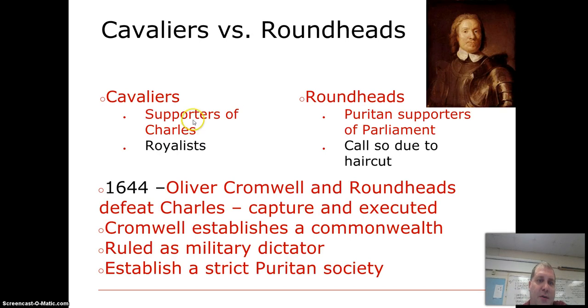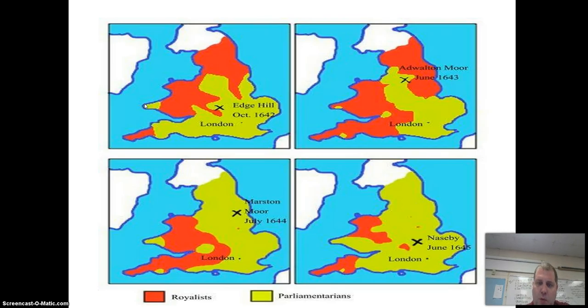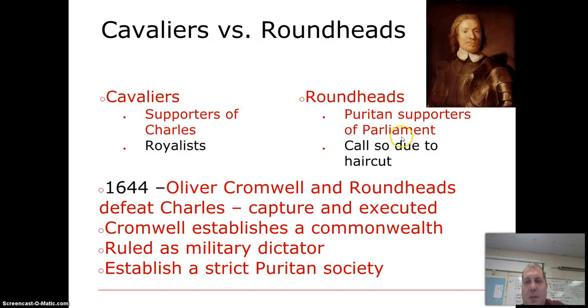You have your Cavaliers, who are supporters of Charles. So these are called Royalists or Cavaliers. Not Virginia Cavaliers, but Cavaliers. Roundheads are Puritan supporters of Parliament, and they're called so due to the haircut, which you see right there, because it makes their heads look round. In 1644, Oliver Cromwell and the Roundheads defeat Charles. They capture him and execute him. You just get rid of him.